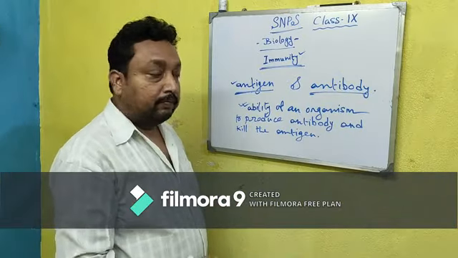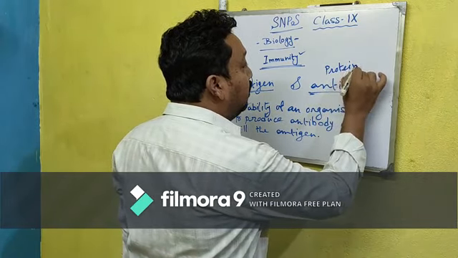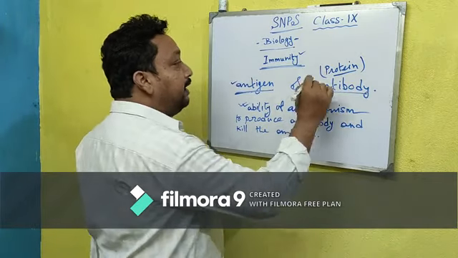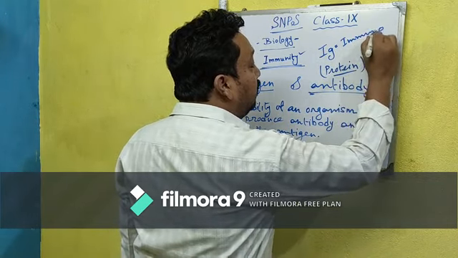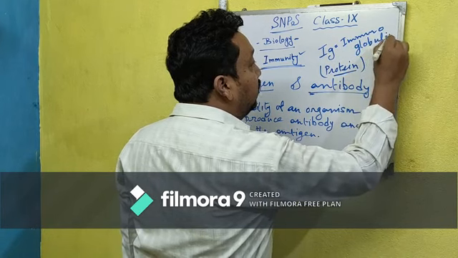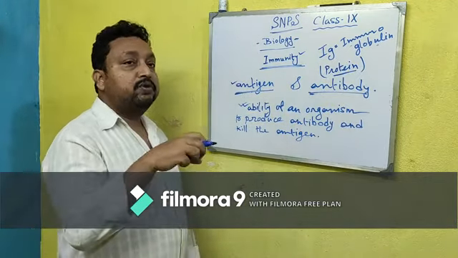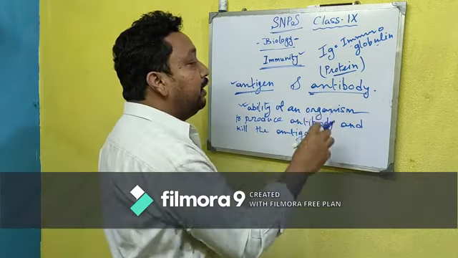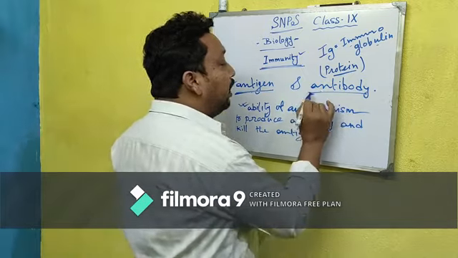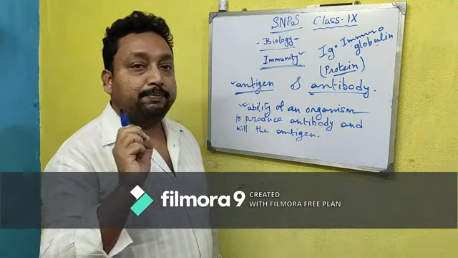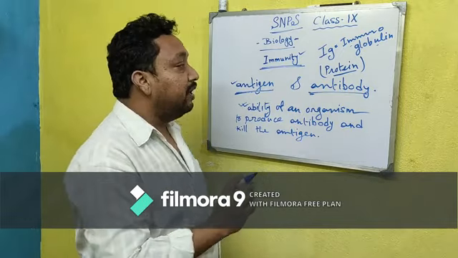What is antibody? Antibody is a protein. Which protein? It is called Ig. Ig for immunoglobulin. It is a globulin protein which is produced in our body, and this protein has the ability to kill the antigen. This is called antibody. Antibody is a globulin protein which helps to kill the antigen.